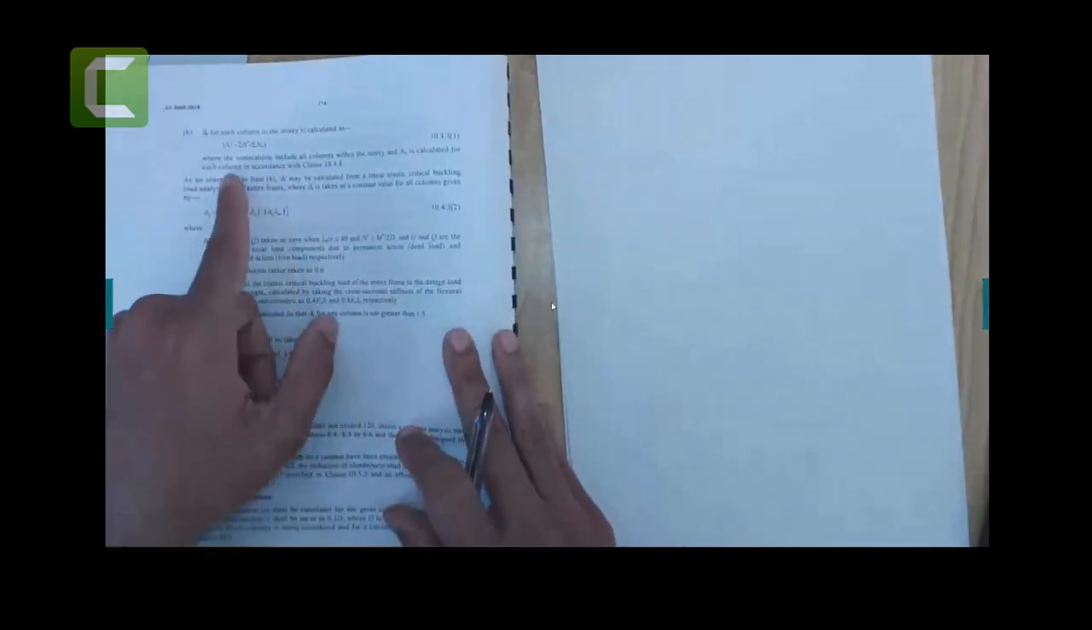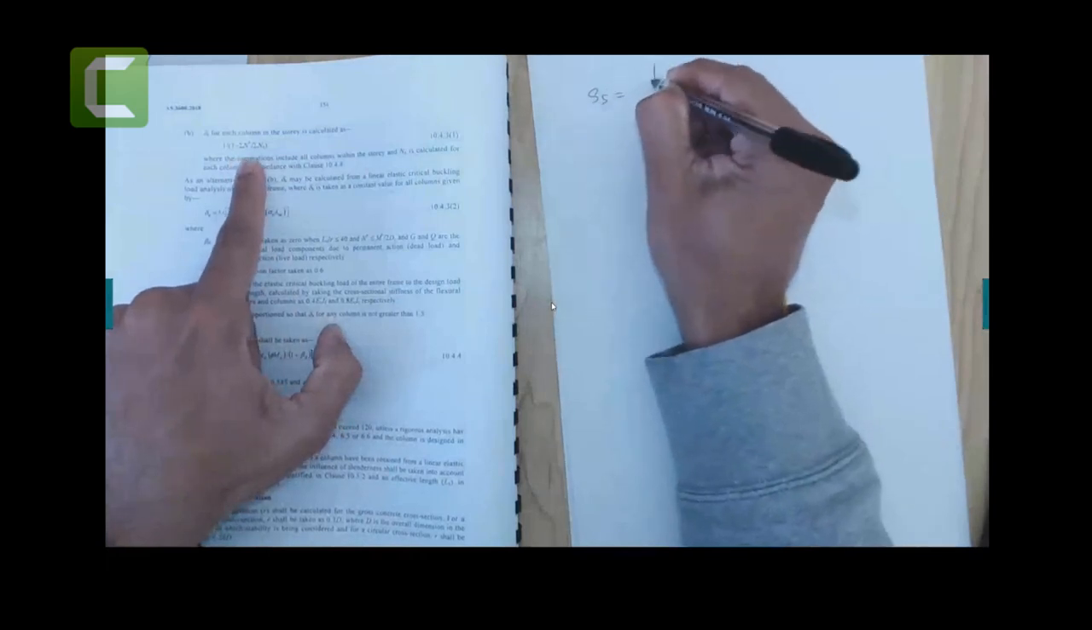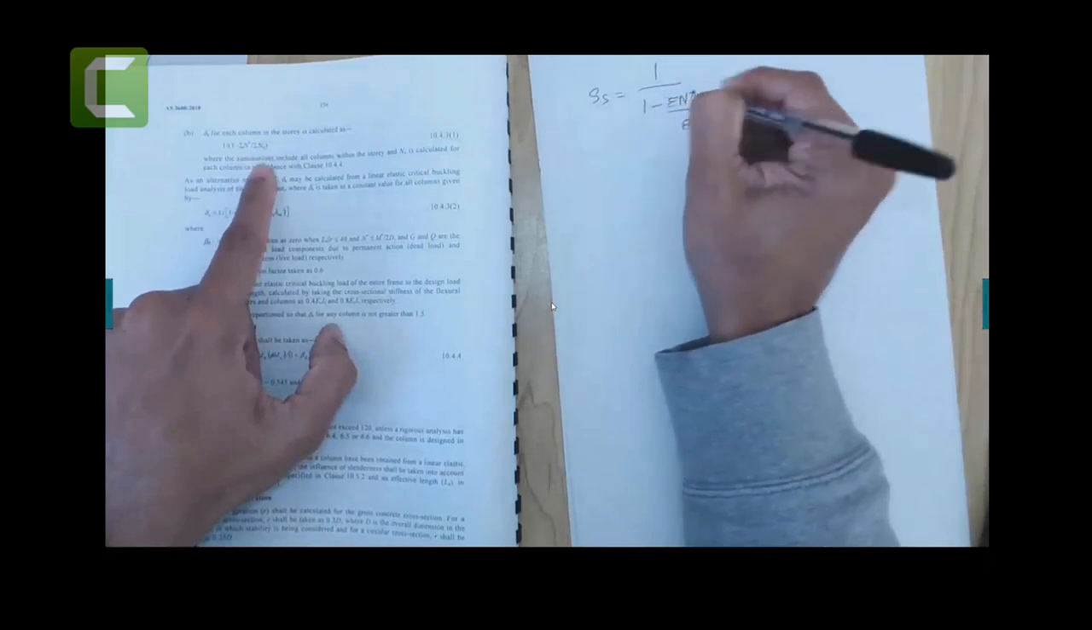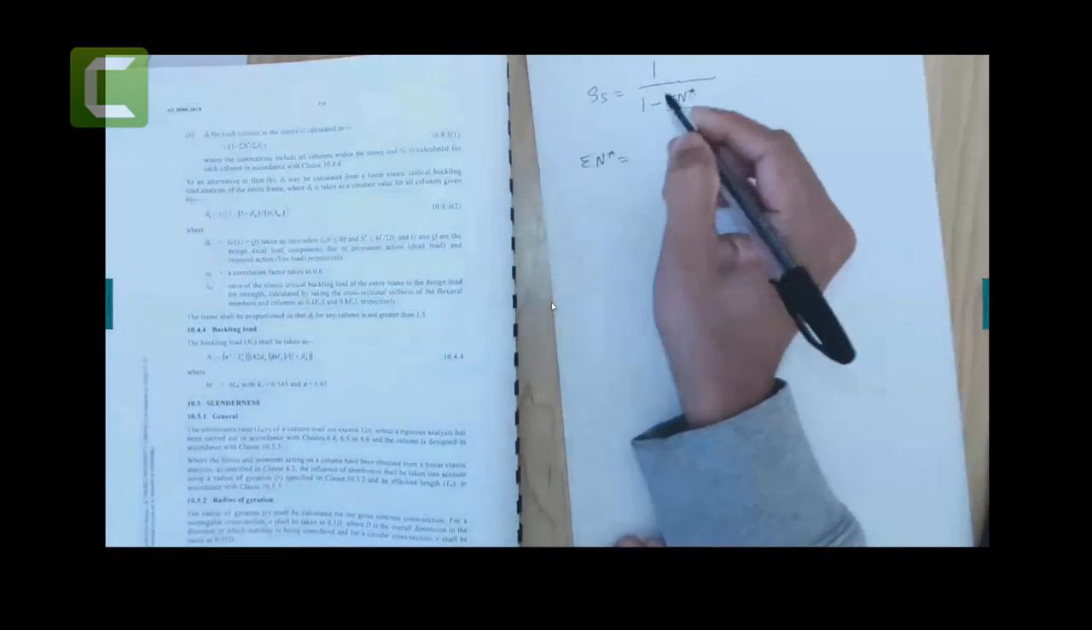Now for unbraced, which are the exterior columns, if you turn the page over, for unbraced columns for each storey you have these equations given here. Rho S equals 1 over 1 minus the sum of N star over the sum of N C. The sum of N star is all your design load, and the design load is given to us.